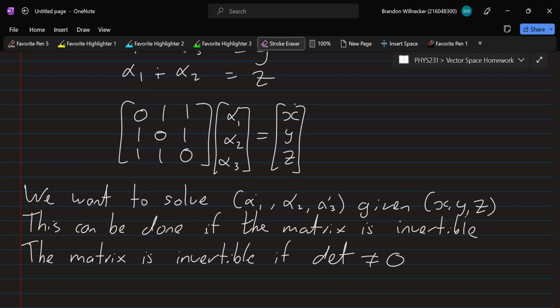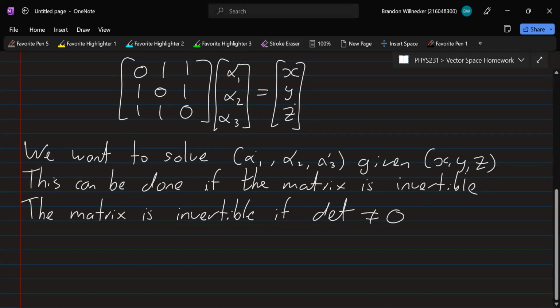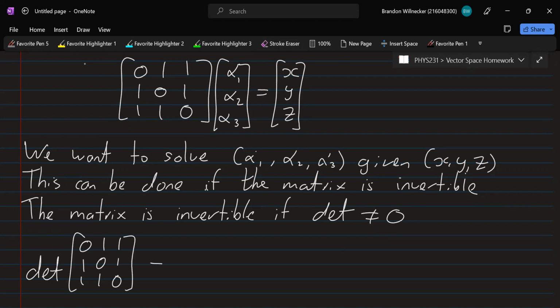If the determinant was 0, then we cannot find the inverse, and so we can't find alpha 1, 2, and 3. Okay, so we can just calculate the determinant of this. So the determinant of the matrix with rows 0, 1, 1; 1, 0, 1; 1, 1, 0. Okay, you can check this. This is going to be 2, which is indeed non-zero.